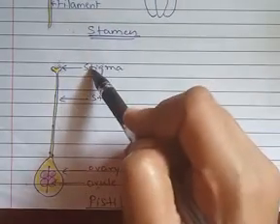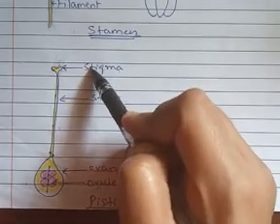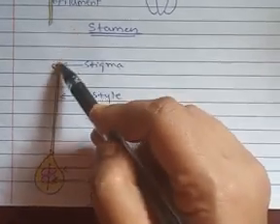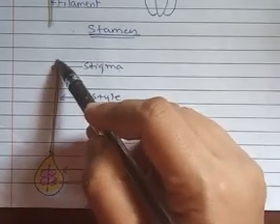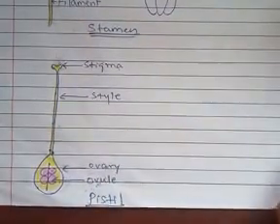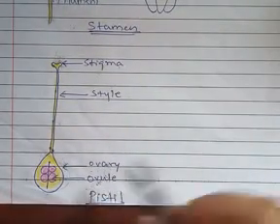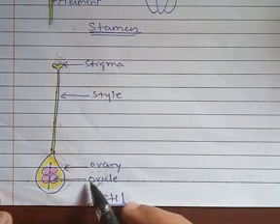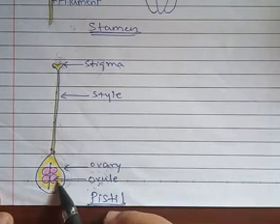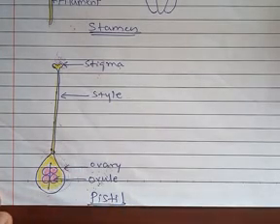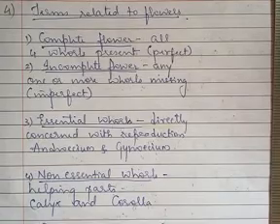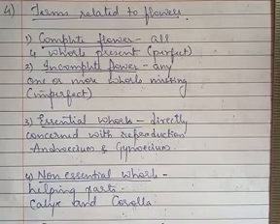When the pollen grain comes out of the anther, it will land on the stigma. So the stigma acts as a landing place for the pollen grain, right? The ovules are present inside the ovary, and the ovules are attached to the wall of the ovary with the help of a tissue called the placenta. So what is placenta? The tissue which attaches the ovules to the wall of the ovary is called the placenta, right? Now let us discuss certain terms that are related to the flower.